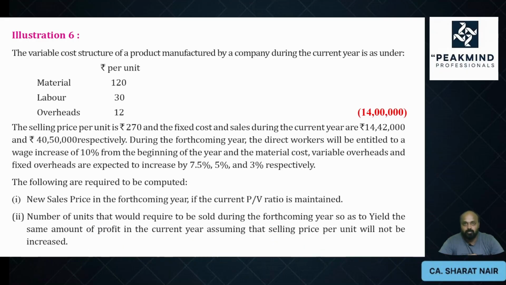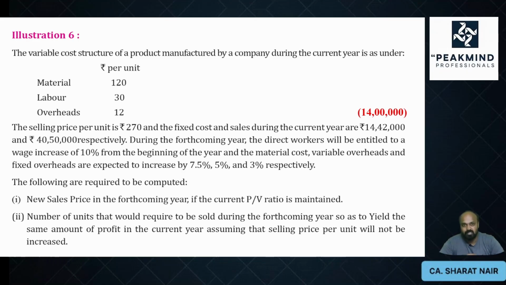Yes, good evening. So let's continue with illustration number 6. In this question, they have given us all the variable costs, material, labor and overhead respectively. Thereafter, they have also given the selling price, which is 270, and the fixed cost and the sales value also. But there is a small issue.